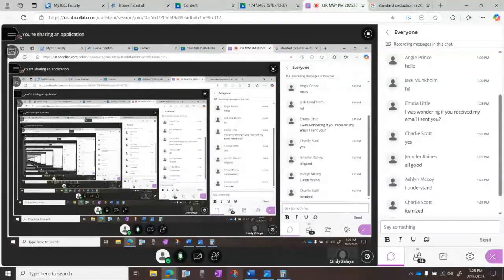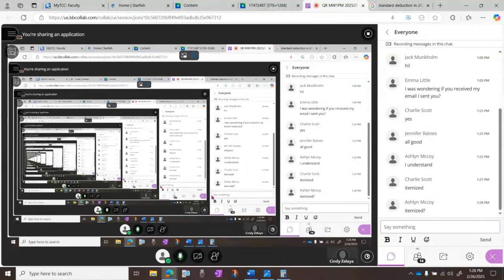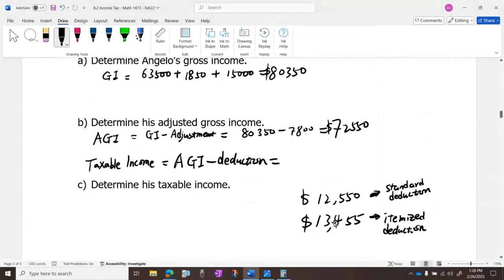Yeah, exactly. Thank you, Charlie. Yeah, whichever is higher, right? Exactly. Thank you, Ashlyn. You're right. Itemized deduction is higher, so we're going to use itemized deduction. The reason is because you want a taxable income as low as possible. As a normal person, we want to pay less tax. So we want a taxable income as low as possible, so we want a deduction as high as possible. Then we subtract from AGI to make the difference small. So we choose the higher deduction. In this case, Angelo chooses itemized deduction.